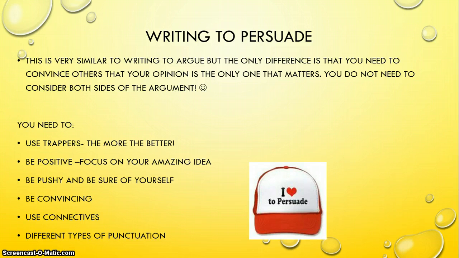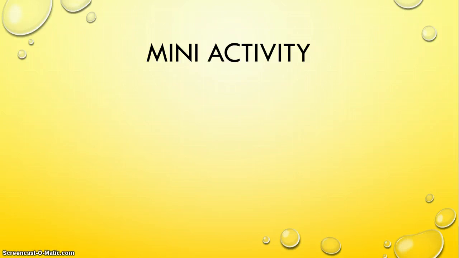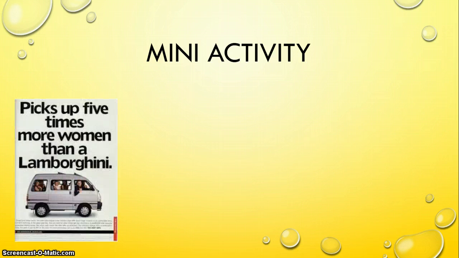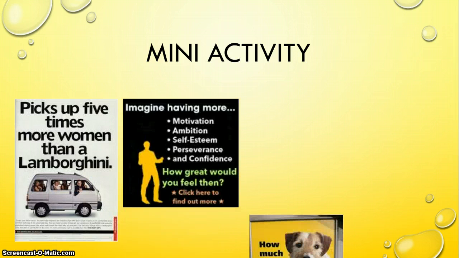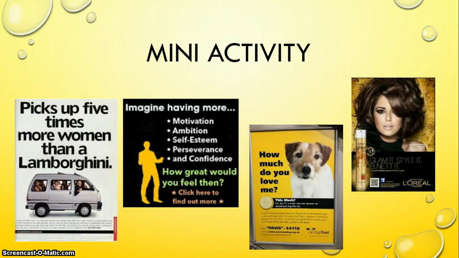Okay. So I have a little mini activity for you, and here you will have to spot the trappers that are used in these adverts. So all you have to do is read the advert and then think about which trapper is being used. The first one, okay, picks up 5 times more women than a Lamborghini. The next one, third one, and the last one. So I'm going to pause, and when you've read all of these, I would like you to continue listening to the screencast, where we're going to quickly look at what you found.